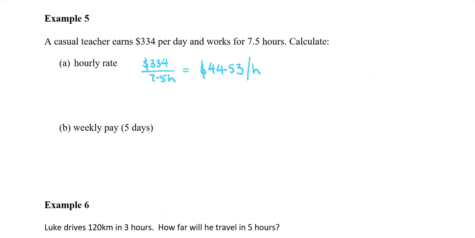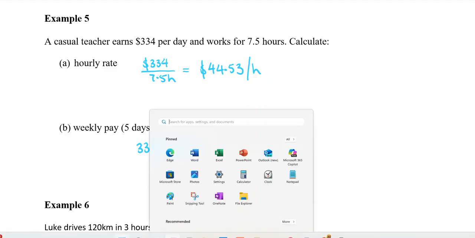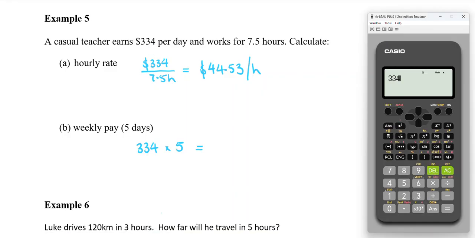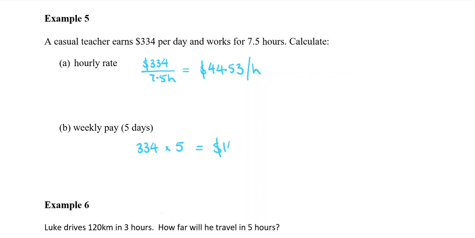Part B, how much is this teacher going to earn weekly when they work for 5 days? Well, they're getting $334 for 1 day. So if we want 5 days, we would times it this time by 5. So we go 334 times 5, they are getting $1,670 for the week.